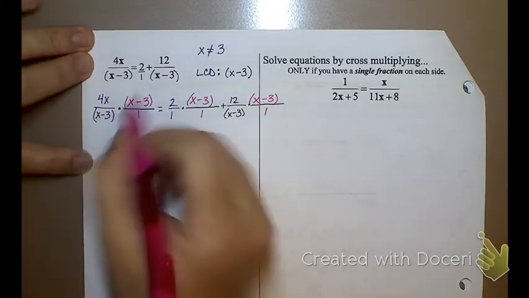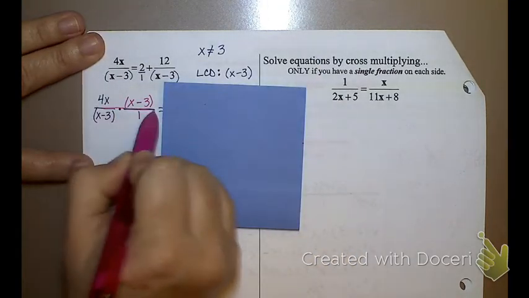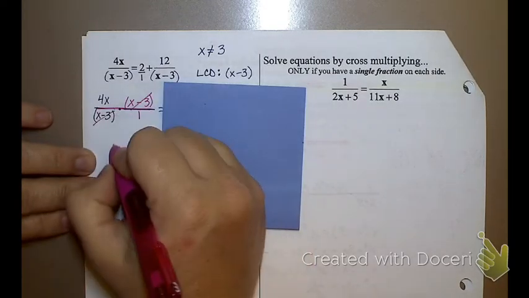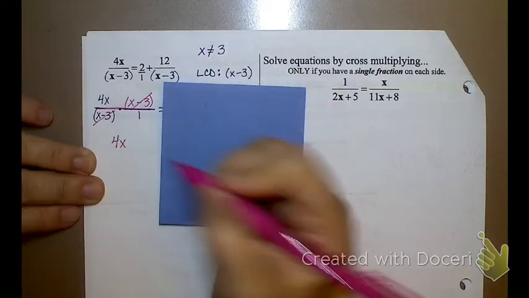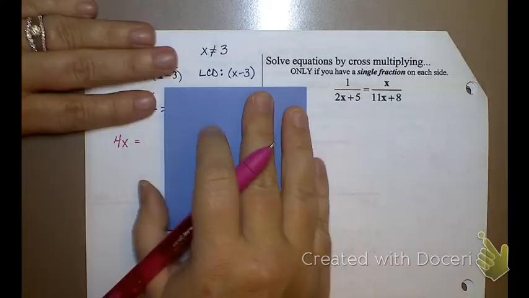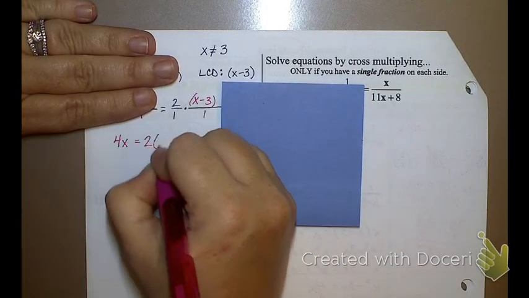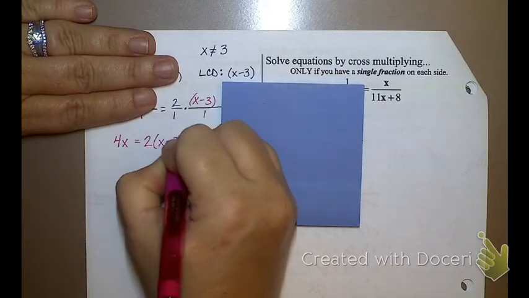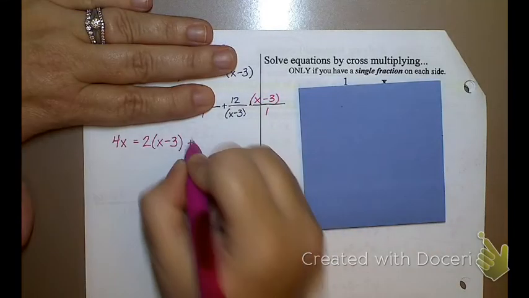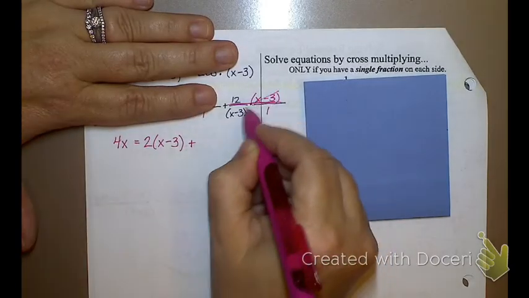So let's see. If I look just at the first term, I'm going to do my cover-up thing, and I make the one giant fraction, what cancels? X minus 3. And what am I left with? 4x. Equals. Let's look at the next one. What cancels? None. So I have 2 times parentheses x minus 3. Plus, what cancels there when I make one giant fraction? X minus 3. So I have 12.